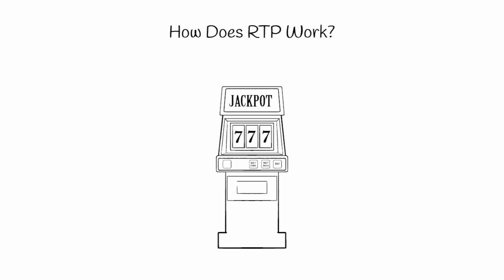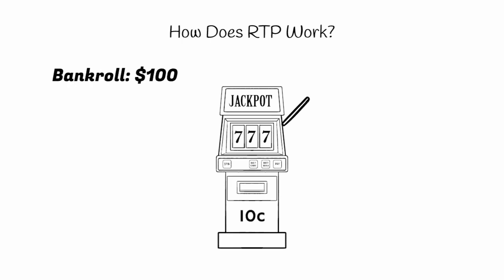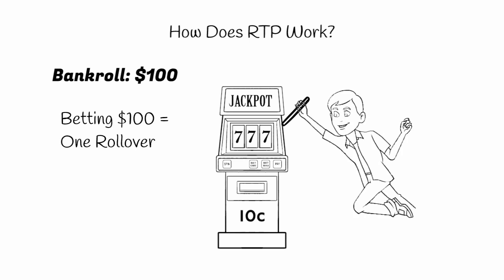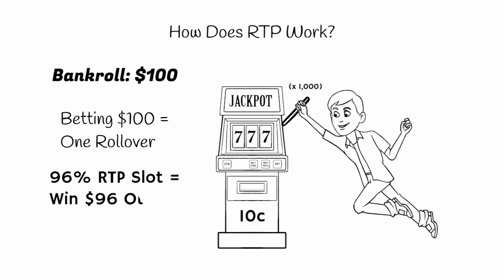How does RTP work? Well, let's say you sit down at a 10-cent slot machine and you have $100. You want to cycle through your entire bankroll once, a process that we call rollover. So you spin it 1,000 times. Well, this slot machine has a 96% RTP. That's right around the industry average for online slots. If you are a totally average player having totally average luck, you should walk away with about $96 after you finish rolling over your $100 bankroll.